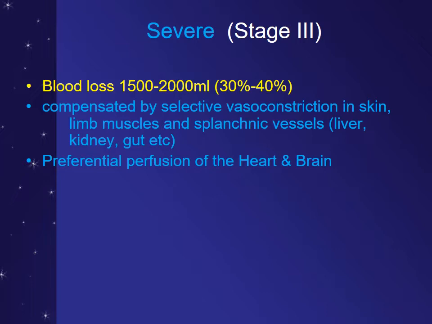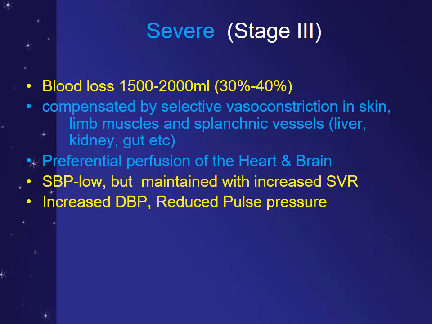And there's preferential perfusion to the heart and the brain. So the body is trying to perfuse the heart and the brain at the cost of cutting off blood supply to the liver, kidney, gut, muscles, and the skin. Now, by this stage, the patient's blood pressure is low, especially the systolic blood pressure, but still it is maintained with increased systemic vascular resistance, and diastolic blood pressure may be still high, and there's reduced pulse pressure.